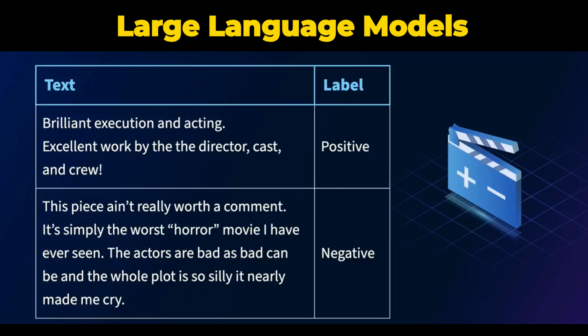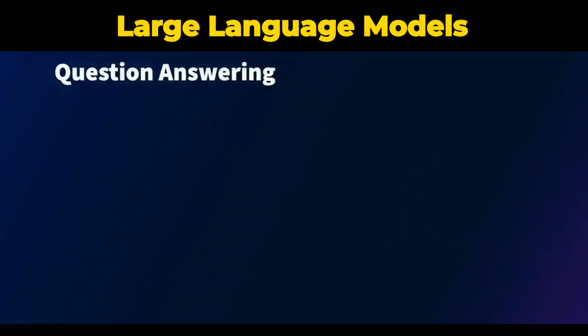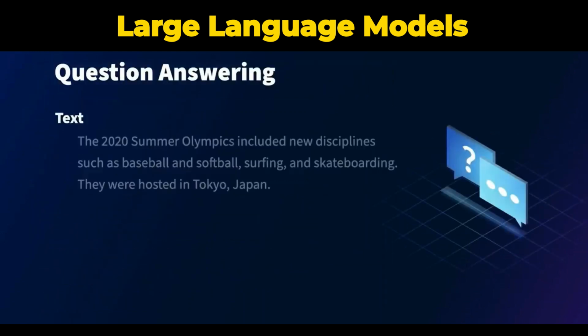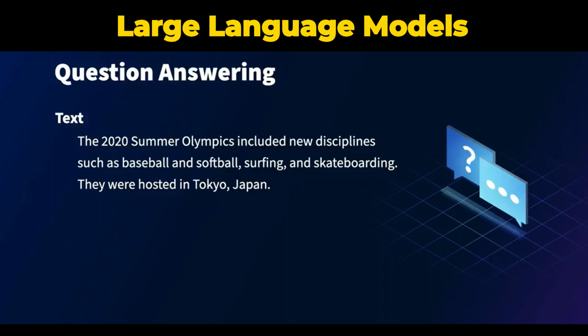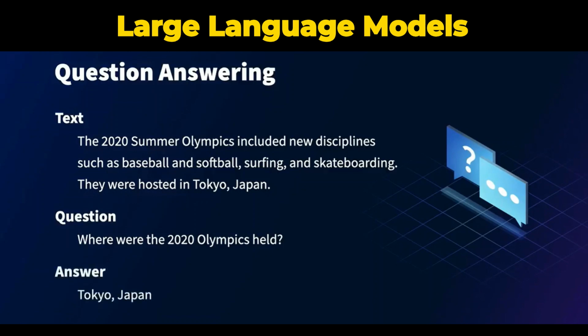Now, let's say you have a totally different task like question answering. This is where you provide a text to the model and you ask a question and you want it to extract the answer from the text. So, let me give you an example. Let's say the text is: "The Summer 2020 Olympics included new disciplines such as baseball and softball, surfing, and skateboarding. It was hosted in Tokyo, Japan." And if the question was, where was the 2020 Olympics held? The answer would be Tokyo, Japan.